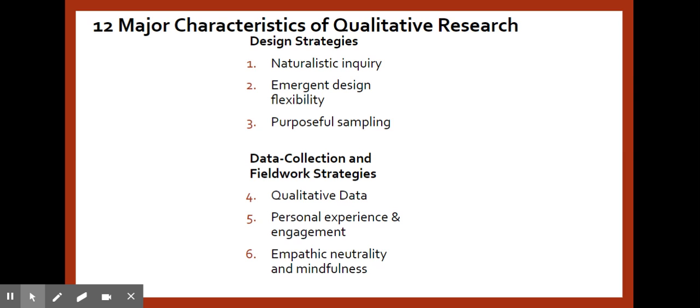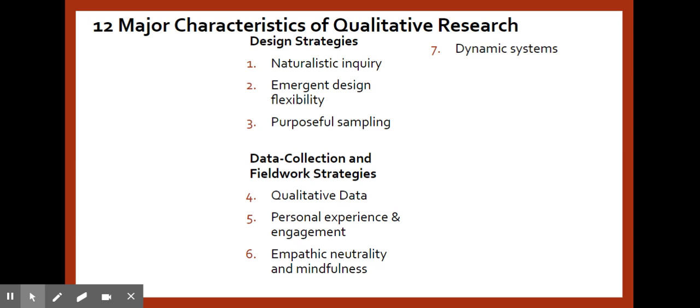There's also much more empathic neutrality and mindfulness occurring in qualitative research. Very rarely is a qualitative researcher going to say that any action or any belief held by research participants is right or wrong. Instead, they're going to be mindful of their own preconceived notions of right and wrong and find a way to set them aside and not have to worry about whether or not they are actually relevant to the research.